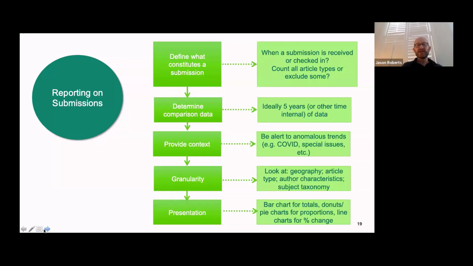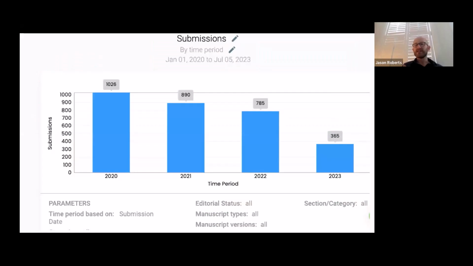And then finally, just think about the presentation. I think bar charts are useful, or maybe a donut or a pie chart to show proportions. If you want to show percentage change, maybe use a line chart for that. So here's a couple of examples. So here's your basic bar chart and total number of submissions. It's a monolithic reporting of everything that was received.